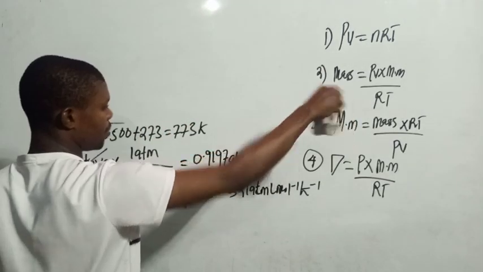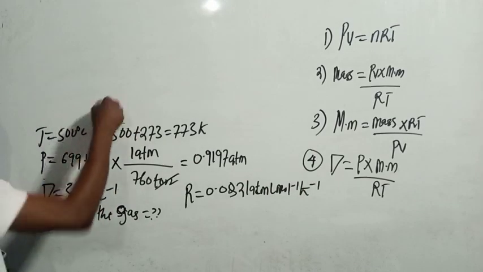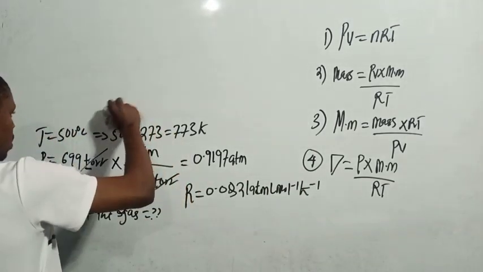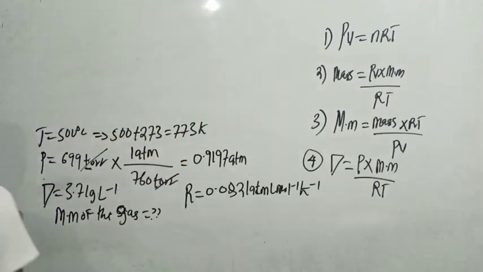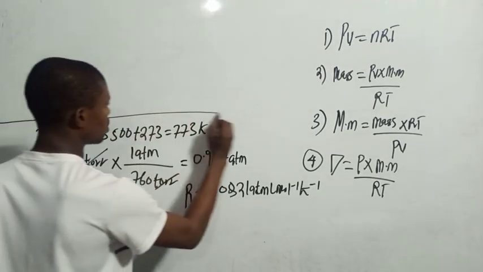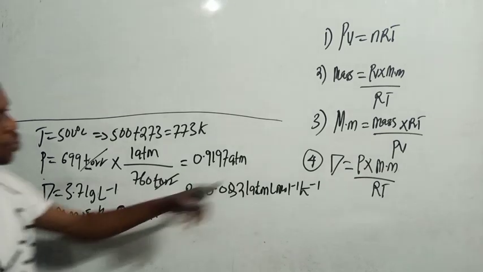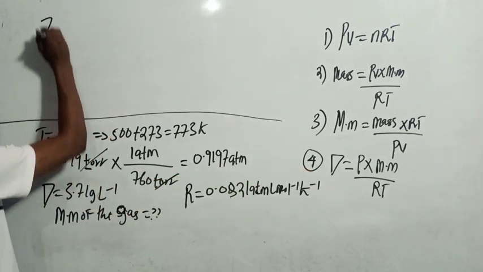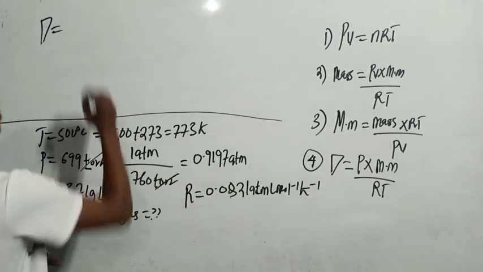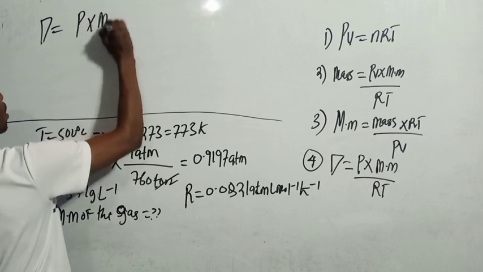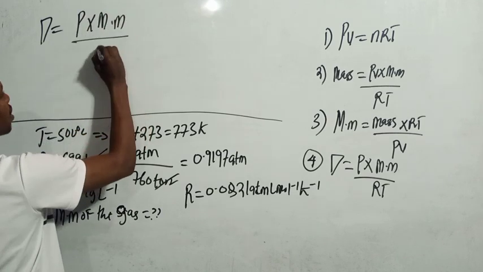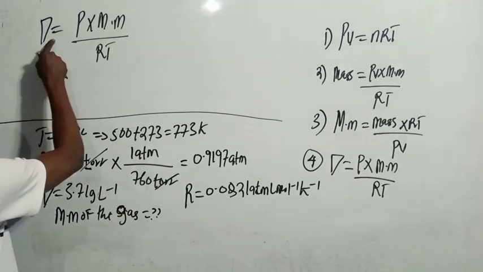I don't want to wipe this one here because we are still going to make use of all this formula, so I don't stress myself much. Let's demarcate this place. Now what we want to do here is: D is equal to P times molar mass over RT. Make this formula here.